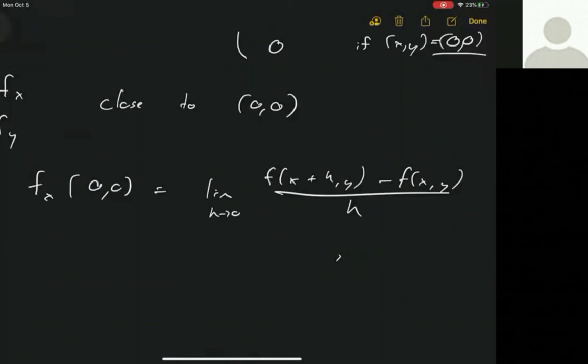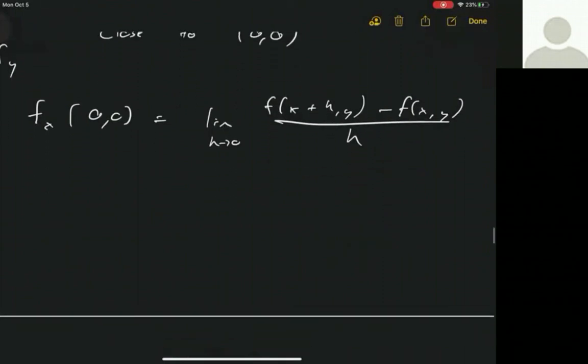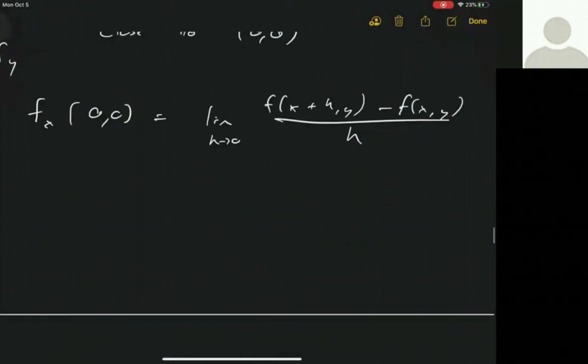If we calculate our partial derivatives and look at our limits closely, we see that these limits equal 0. So our partial derivatives are equal to 0 at the origin.